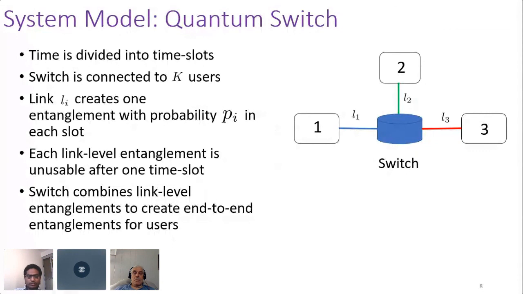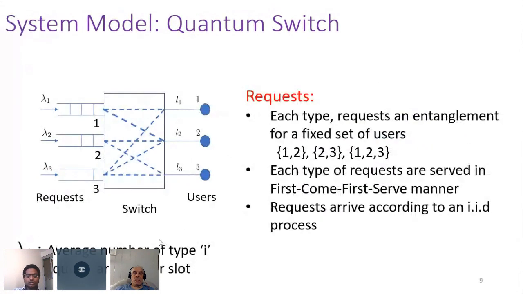Now, the goal of the switch is to combine different link-level entanglements, or primary entanglements, in order to generate end-to-end entanglements for different users. To the given switch, we will also have requests coming in from different applications for end-to-end entanglement. For example, in this figure, I have shown 3 types of requests. The first type asks for a 2-qubit entanglement shared between user 1 and user 2, and the second one asks for a 2-qubit entanglement shared between user 2 and user 3. And similarly, the third type asks for a 3-qubit entanglement shared between all three users.